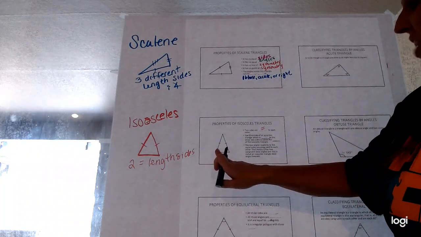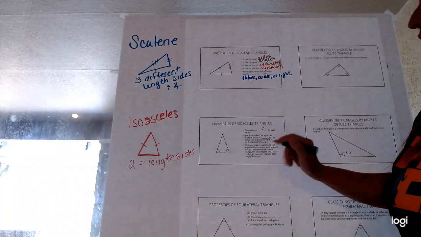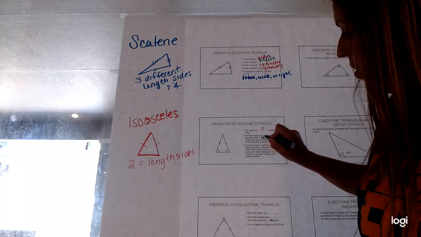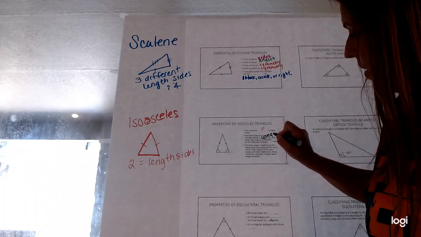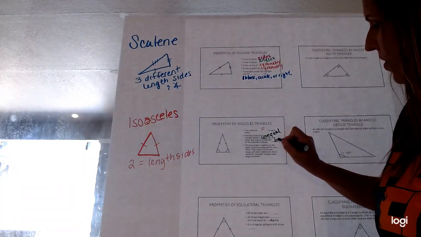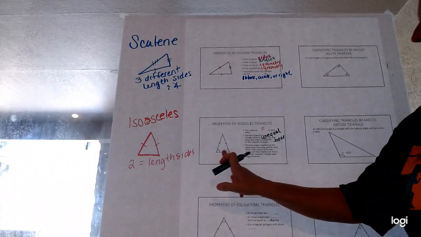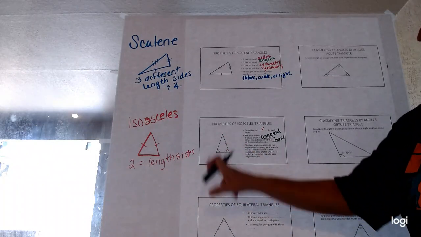And this third side down here in the isosceles triangle, which is unequal to the other two sides, is called the base. And that's going to be important when you have to find the area of a triangle. So this is your base, and then these are your sides.